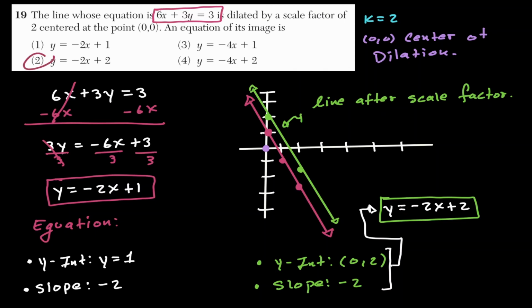And notice that it matches option 2. So some ideas to consider is that the equation that we are given will always be parallel after the dilation, so we will share the same slope. And in addition, when we take a look at the original equation, the y-intercept, if we multiply it by the scale factor, it will always give us the y-intercept of the line after the dilation. So that would have been a faster way to get our answer as well.